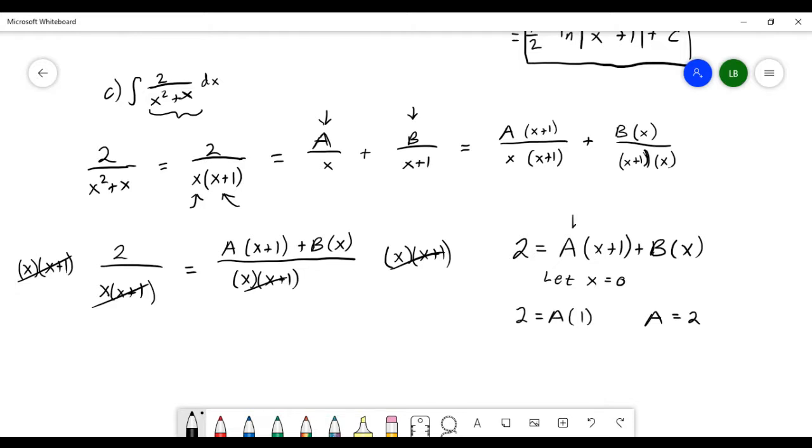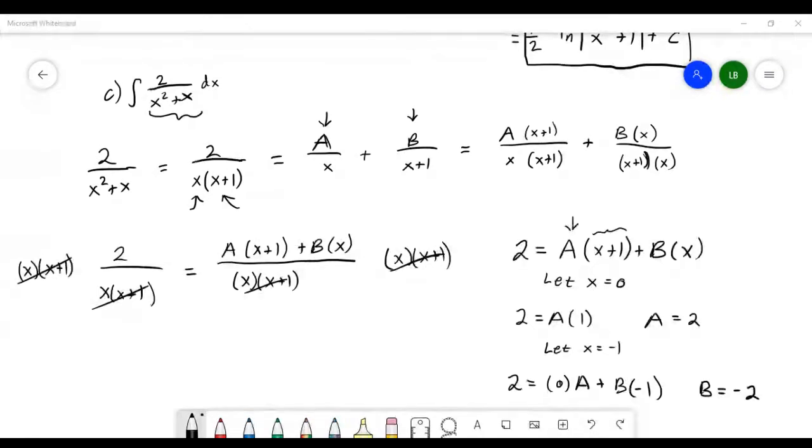Next, I want my A to go to 0. Although since now I know A, I could honestly use any value of x, but I'd like A to go to 0, so I need to think what x value is going to make this x plus 1 equal to 0, and that would be negative 1. 2 is equal to 0 times A plus B times negative 1, so B is equal to negative 2. Does that make sense?